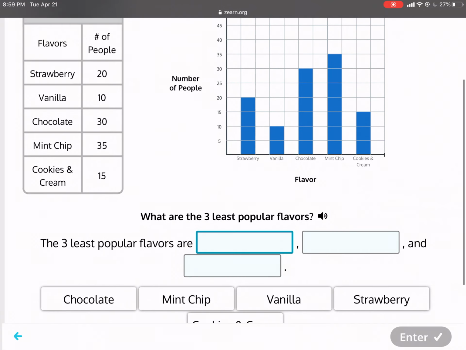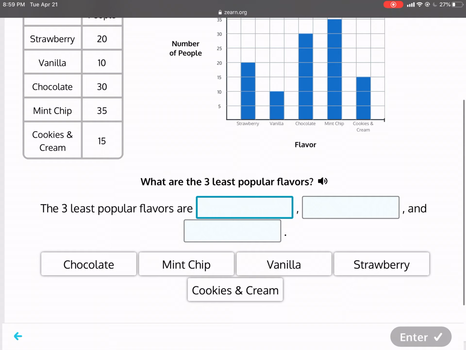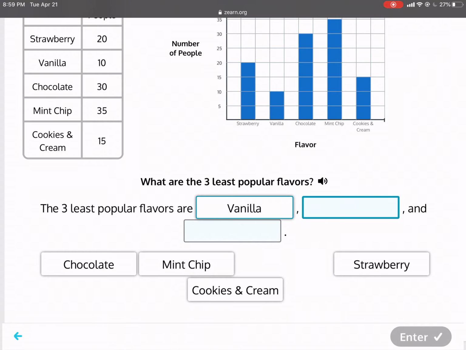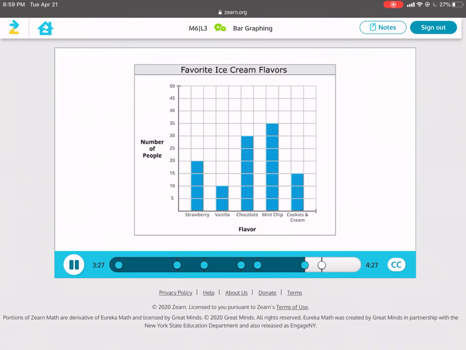What are the 3 least popular flavors? I'm just going to look at my graph and pick the 3 shortest bars. So I see vanilla is the first shortest, next comes cookies and cream, and then strawberry. Ethan. I looked for the 3 shortest bars. Vanilla was the shortest with only 10 people. 15 people picked cookies and cream, and 20 people picked strawberry. So the 3 least popular flavors were vanilla, cookies and cream, and strawberry.